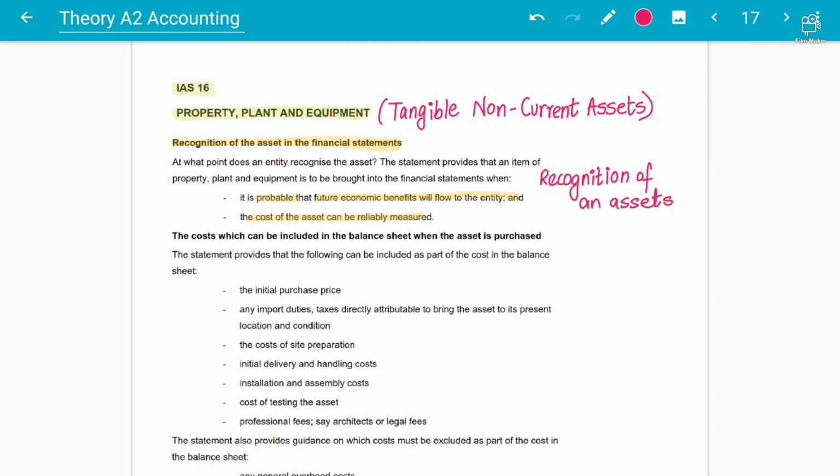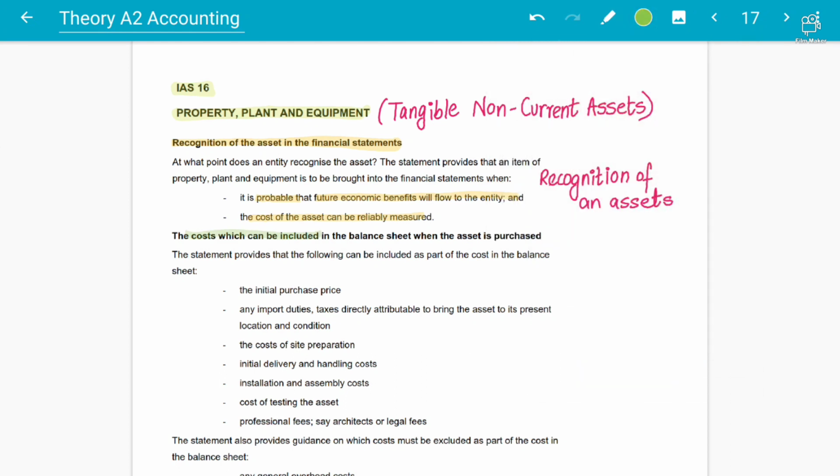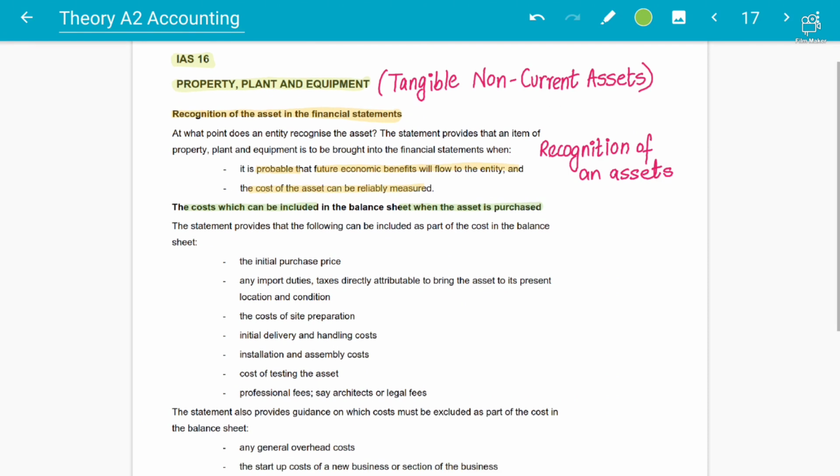Now, according to IAS 16, a lot of important things can be included in the cost of the asset, the cost which can be included in the balance sheet when the asset is purchased. The first is the initial purchase price at which you will buy. Then there is also the installation and assembly cost, the initial delivery cost, and those things as well that you can add in the cost.